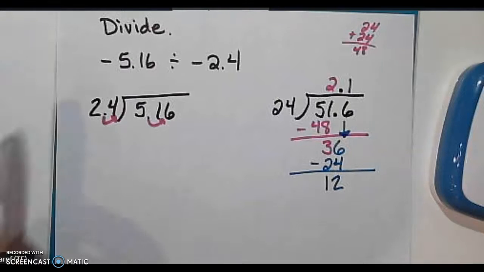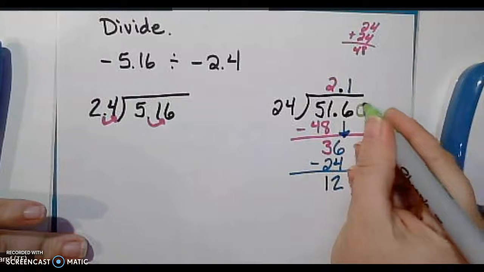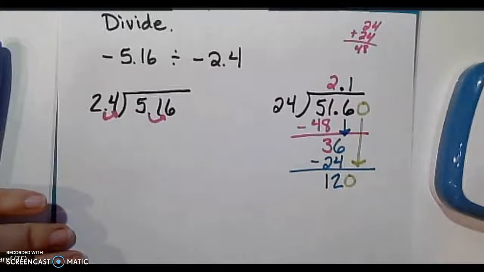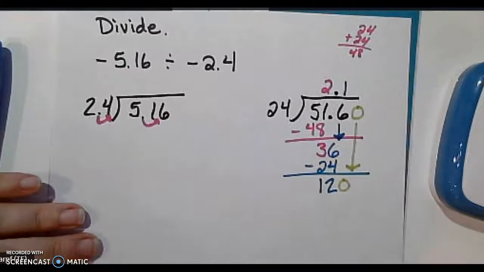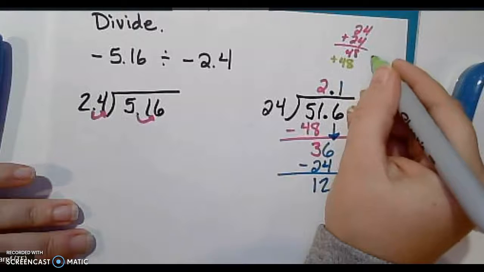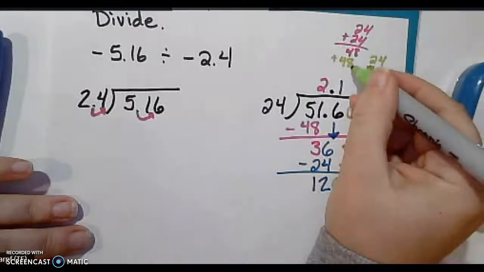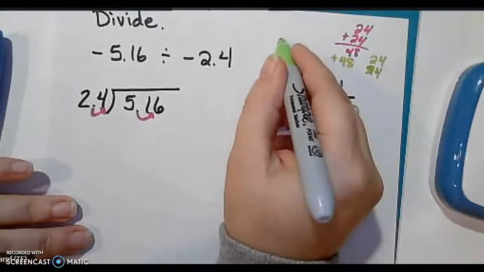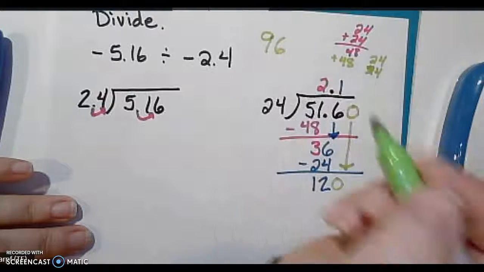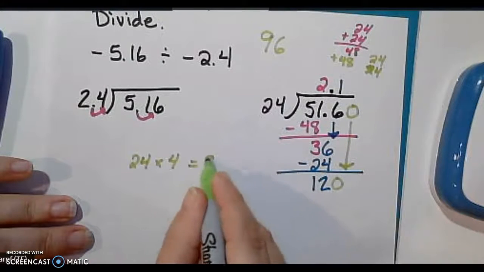And I didn't get 0 yet. So now I actually have to add a 0 here. To make this bigger, we can add a 0 here, bring it down. So now we have 120. How many times does 24 go into 120? Well, I don't know. But let's say I do 48 plus 48. That's going to be 2 more 24s. So 8 plus 8 gives me 16. Carry the 1. That's 8 plus 1 more is 9. So 96. So 24 times 4 equals 96.